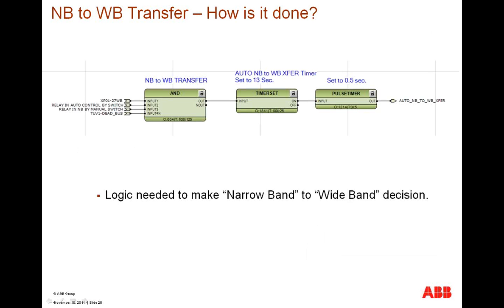The logic needed for narrowband to wideband transfer is done by three function blocks: an AND gate, a timer set, and a pulse timer. This AND gate is satisfied if the relay sees that the wideband function has been initiated, if the relay is in auto control, so it is not manual and you want automatic control of the circuit switchers, and the relay is in narrowband by the manual switch. So the system's in narrowband and you go outside of the wideband voltage excursion, you will start a timer. This timer can be set to your system needs. When this timer expires, we will have a transfer from narrowband to wideband.